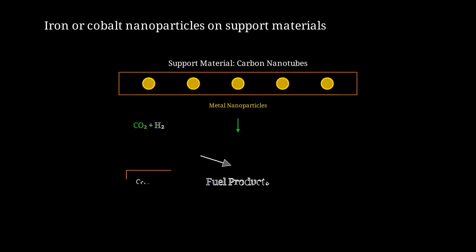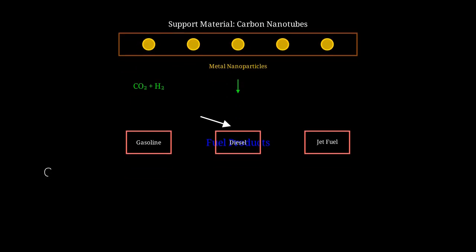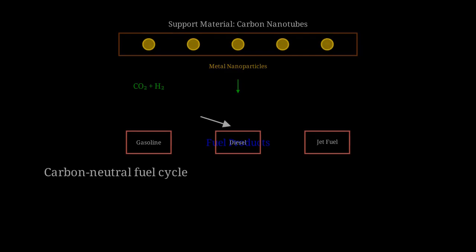The nanoparticles provide active sites where carbon dioxide is reduced and carbon-carbon bonds form. By controlling particle size, composition, and reaction conditions, we can tune the product distribution toward desired fuels. This creates a carbon-neutral fuel cycle. Carbon dioxide captured from the atmosphere or industrial sources is converted to fuel. When the fuel burns, it releases the same amount of CO2 that was originally captured, creating a closed loop.